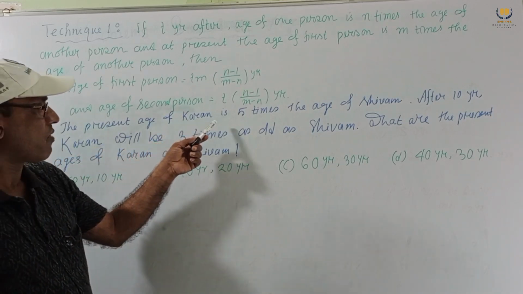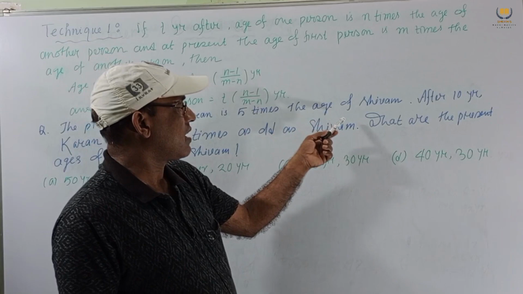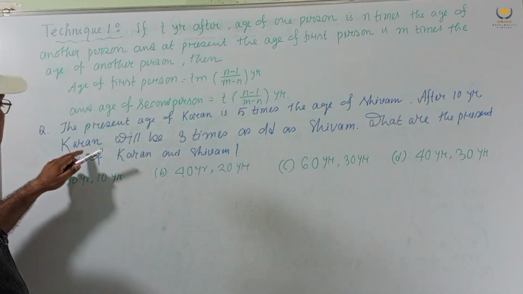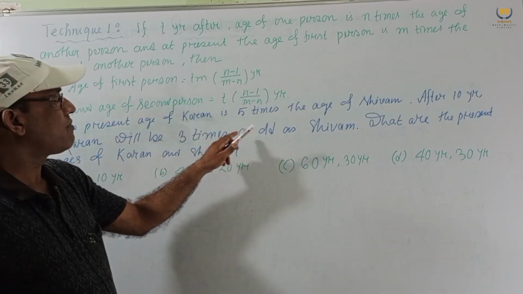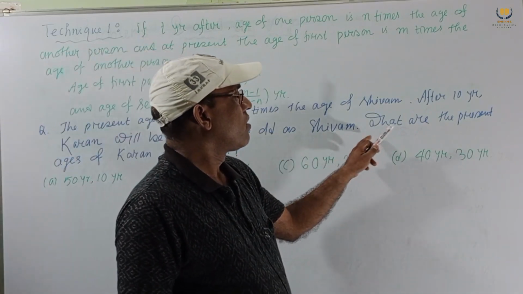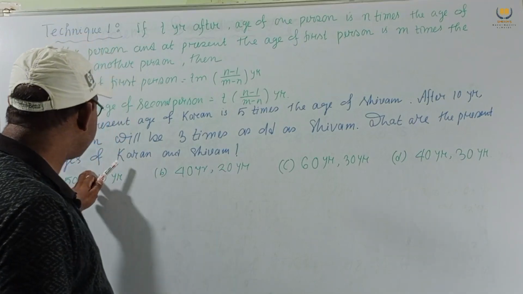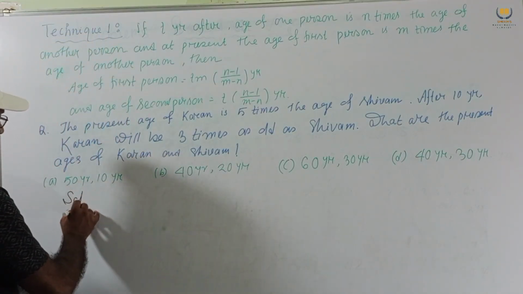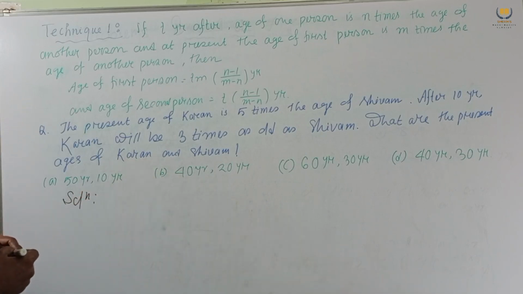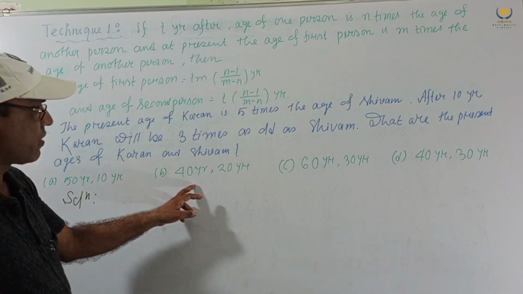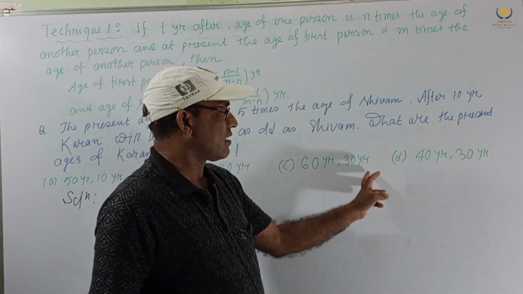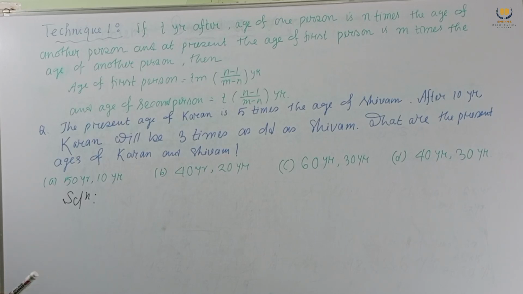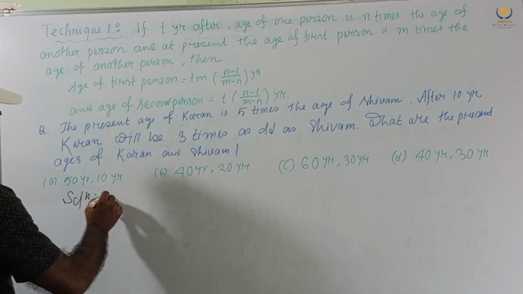Now let us consider one problem. The present age of Karan is 5 times the age of Shivam. After 10 years, Karan will be 3 times as old as Shivam. What are the present ages of Karan and Shivam? Now the solution in the shortcut method. The options given are 50 years and 10 years, 40 years and 20 years, 60 years and 30 years, 40 years and 30 years.